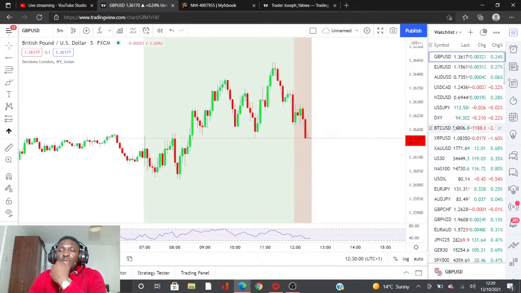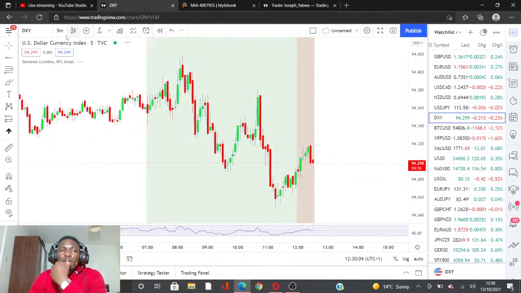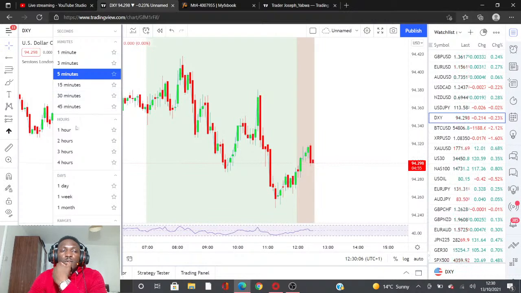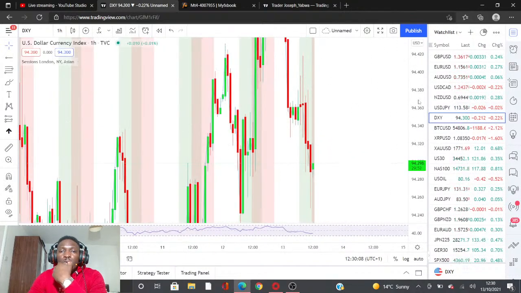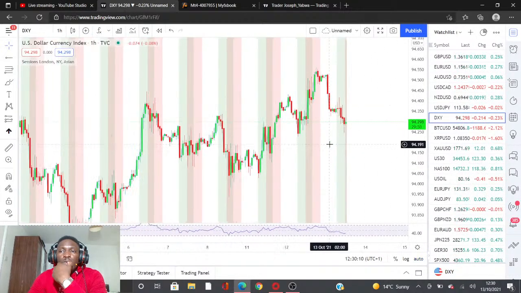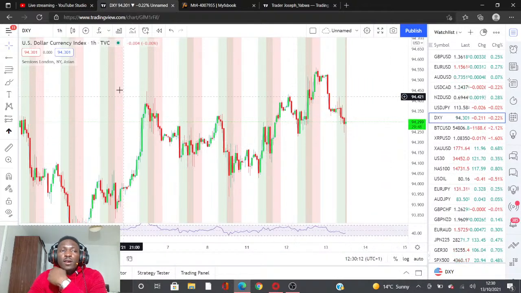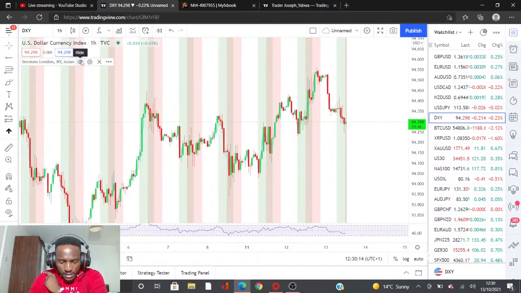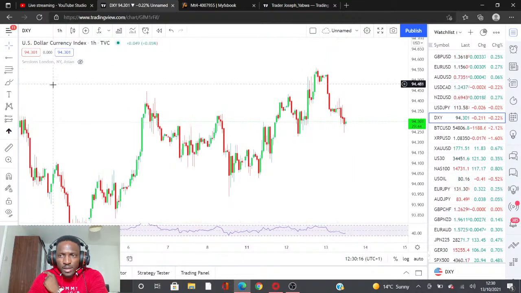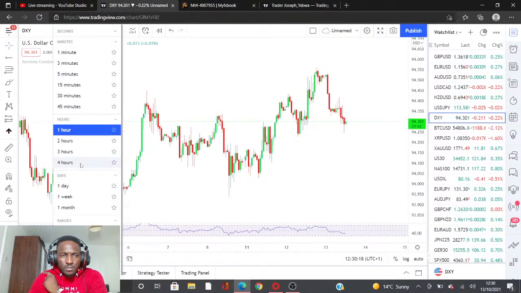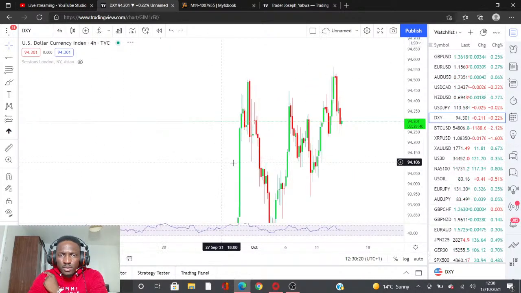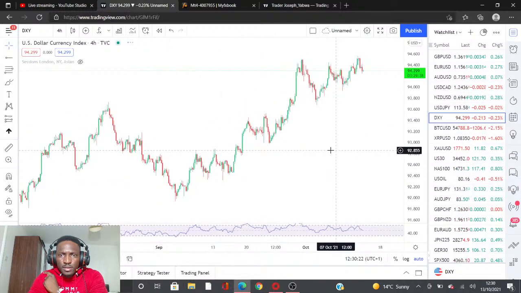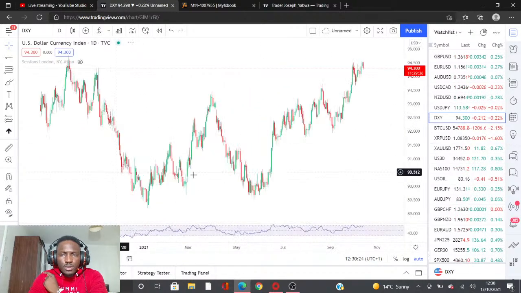What's happening to the dollar index? The dollar index, this is another chart that I analyzed in the previous streams. I looked at this, was it on a daily chart? Probably on a daily chart.